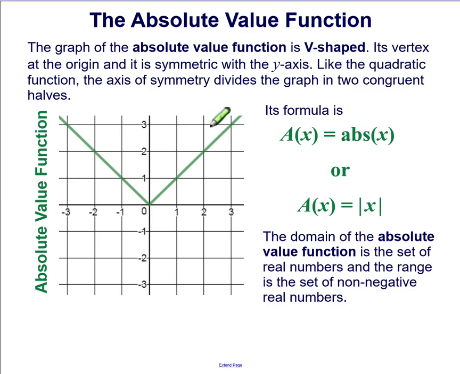Note the graph is V-shaped and it's symmetric with the y-axis with the vertex here at the origin. There's two ways to represent the formula. We can say A of x is equal to ABS of x.